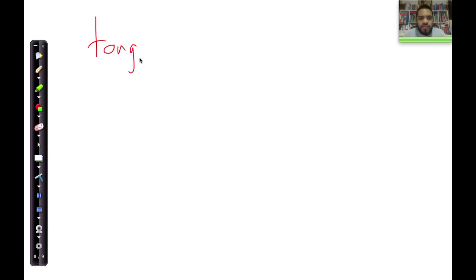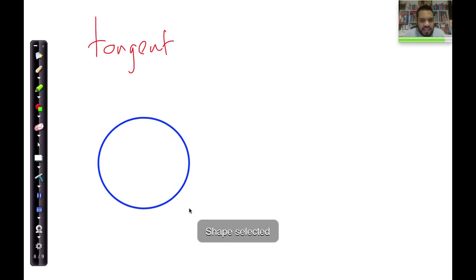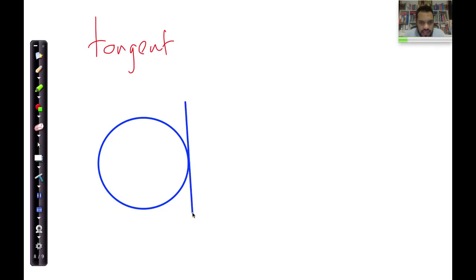A tangent you should know from our analytical geometry course. If I have a circle as such, and a line that touches that circle at only one point, let's change the line's color to make it red. It touches at that single point, and we call that point P. I'm going to call the line AB. Then I can say that the line AB is a tangent to the circle at the point P. That's what a tangent is.